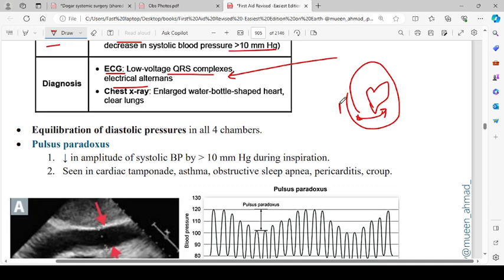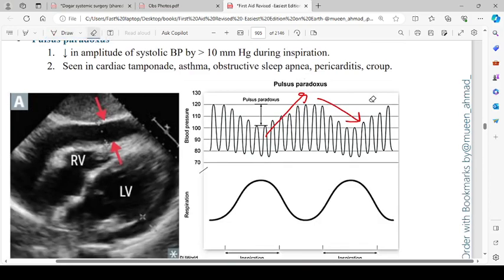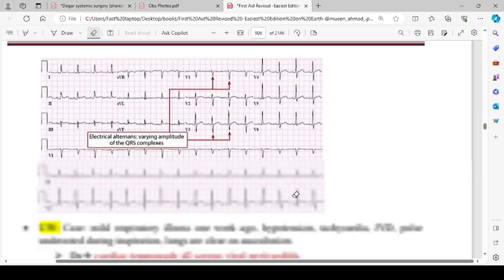Now here is our probe, the ECG lead. So when the heart comes close, the ECG tracing goes up, and when it goes backward, the ECG tracing goes down. So this is not basically, I'm sorry, this is not the ECG tracing. This is pulsus paradoxus. This is the ECG tracing. So here you can see electrical alternans in this line.